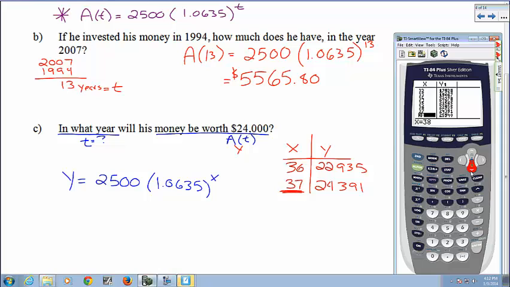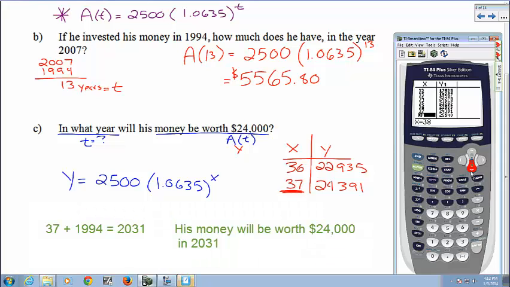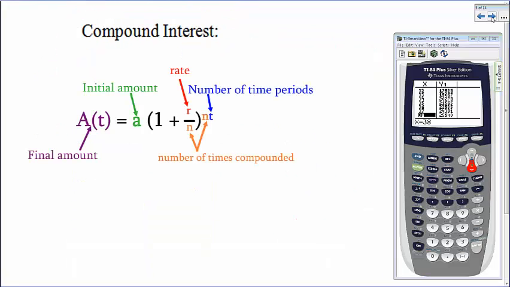Once again, this 37 is not the year that we're looking for, merely the time that has passed. In order to find the year, we need to add this 37 years to our base year that was given, in other words, 1994. So 37 years after 1994, his investment will reach 24,000. If you put this together, that means his money will be worth $24,000 in the year 2031.